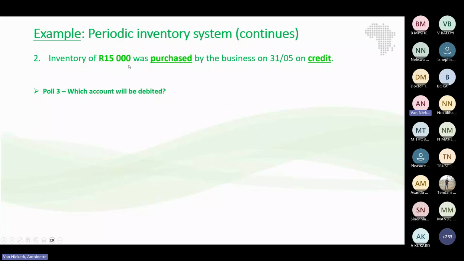Now, inventory of 15,000 Rand was purchased by the business on the 31st of May on credit. So credit, bank accounts not applicable. We only know about two accounts, trade and other receivables, which is your debtors, trade and other payables, which is your creditors. Okay, and then we have purchases of 15,000 Rand. Now, which account will be debited?